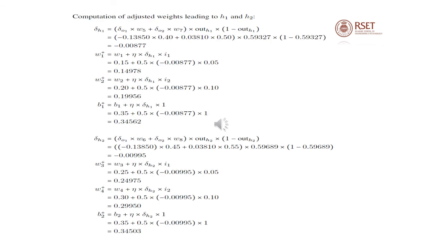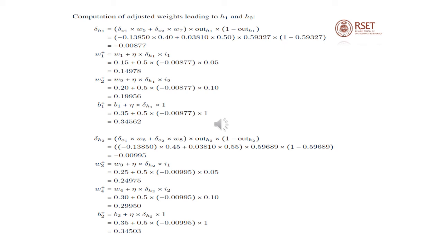So in this slide I will explain how you can adjust the weights in the hidden layers, that is delta H1 and delta H2, and how we can update the weights and bias. So let's see, delta H1 can be computed as (delta O1 into W5 plus delta O2 into W7) into output of H1 into (1 minus output of H1). So substitute the value, we will get delta of H1 as minus 0.00877.